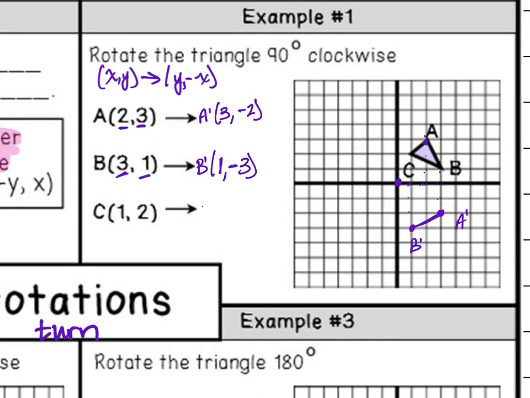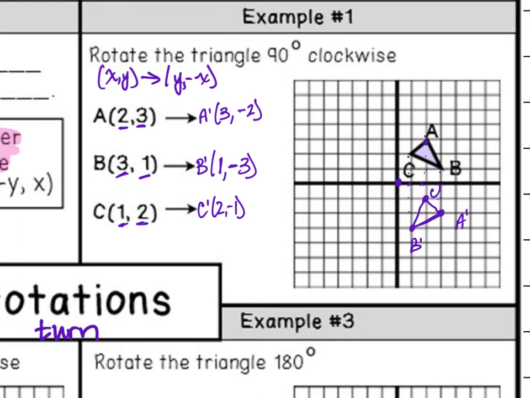And C prime, switch my X and Y. This is 2. Change this one, -1. So to get to C, I go over 1 and up 2. So if I go over 2 and down 1, that takes me to 2, -1. And there is my figure rotated 90 degrees clockwise around the origin.